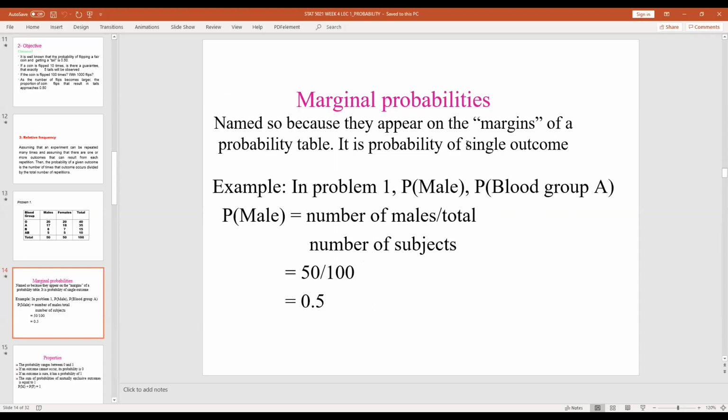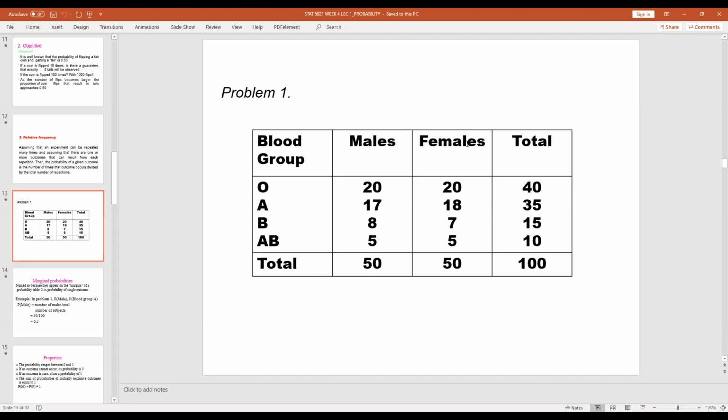Okay, so there's something that we call marginal probability. The marginal probability is just trying to figure out the probability of a single outcome. If you take a look at what I have in this table, two variables, gender and blood group. Gender has two levels, male and female, and blood group has four levels: blood group O, A, B, and AB.